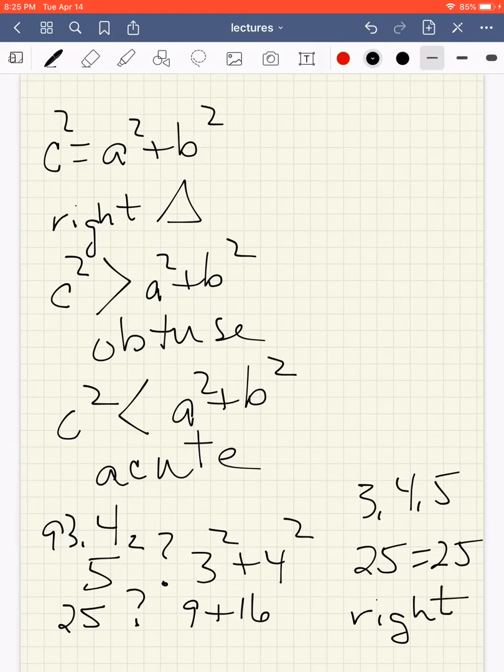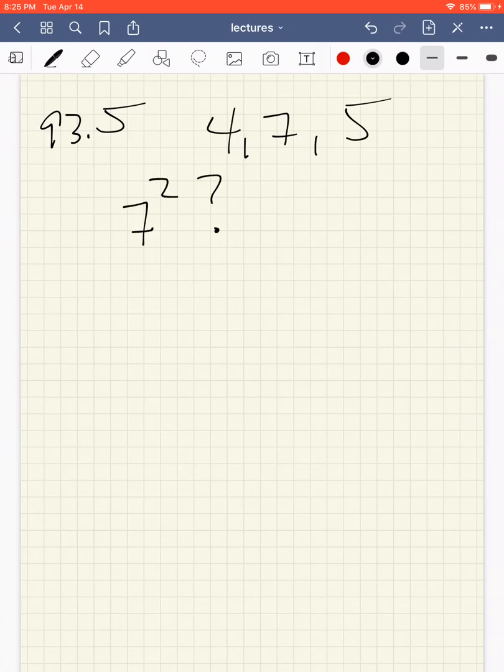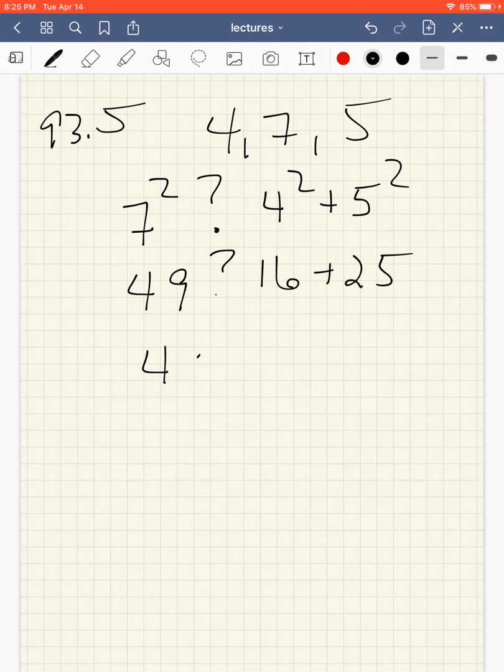All right, so let's try one that we don't know the answer for already. It says, classify the triangle whose sides are 4, 7, and 5. So which one is biggest? 7, so that has to go in for C squared. It's going to have some relationship to 4 squared plus 5 squared. 49 will have some relationship to 16 plus 25. 49, let's see, 6 and 5 is 11, 2 and 2 is 4, so 49 is greater than 41, therefore it's an obtuse triangle. And that's all there is to it.